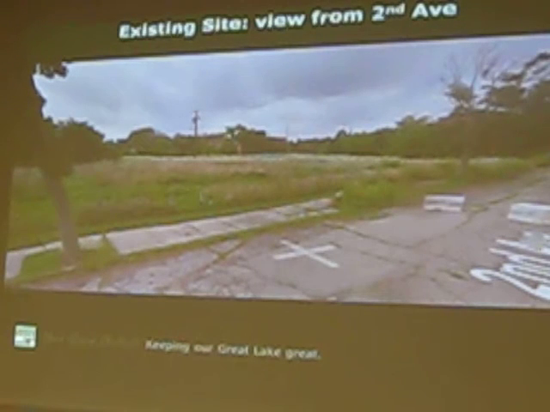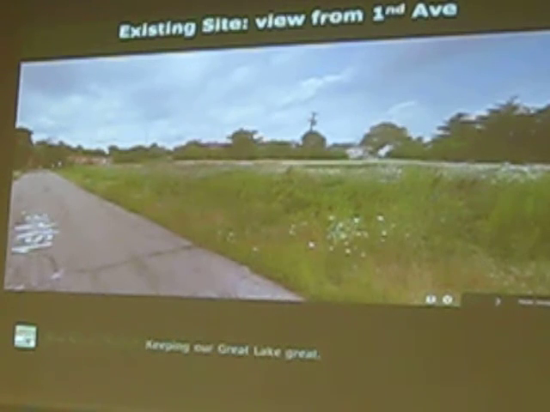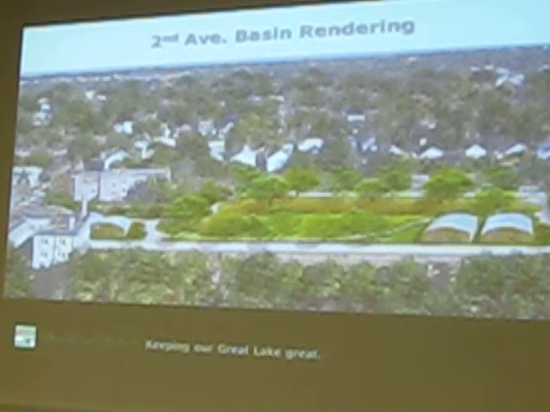And so as you can see right here, these pictures were taken before the hoop houses, but it's just some vacant land out there. This is from 2nd, and this is from 1st. And then this is what we're envisioning. So this is the artist rendering of 2nd Avenue.